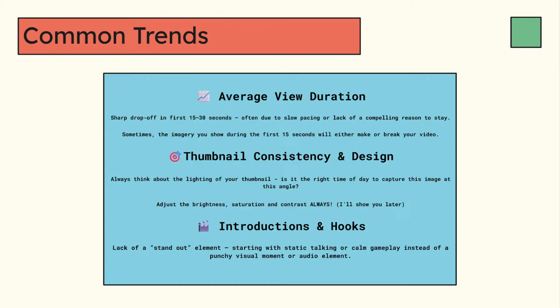Now, as we get into our Minecraft channel reviews, I have, as always, seen a couple of common trends that I wanted to touch base on very quickly. In terms of the average view duration, which is how long your viewer actually on average stays in your videos to watch them, we see a sharp drop off in the first 15 to 30 seconds, usually when all of the new viewers are coming onto the video. And I have a belief that this is often due to slow pacing or a lack of a compelling reason to stay when it comes to the idea or the concept behind the video.